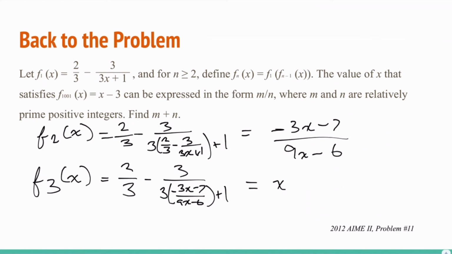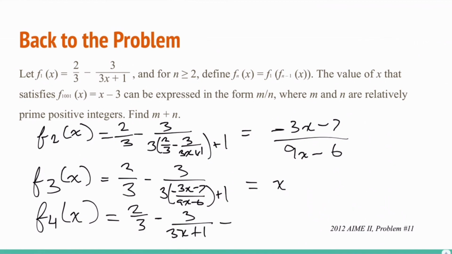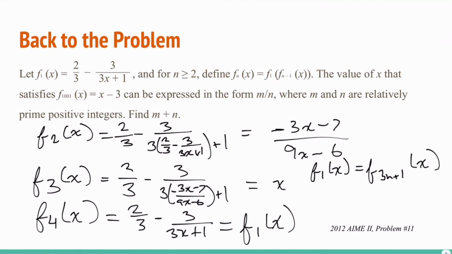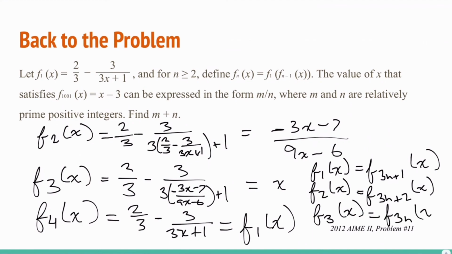But then let's try to evaluate f4 of x. So f4 of x equals 2/3 minus 3 over 3x plus 1. But this is just equal to f1 of x. And we know that this is always going to be true because we're going to take the same steps. So f1 of x is always going to be equal to f of 3n plus 1 of x for n greater than or equal to 0. f2 of x is always going to be equal to f of 3n plus 2 of x. And f3 of x is always going to be equal to f of 3n of x.